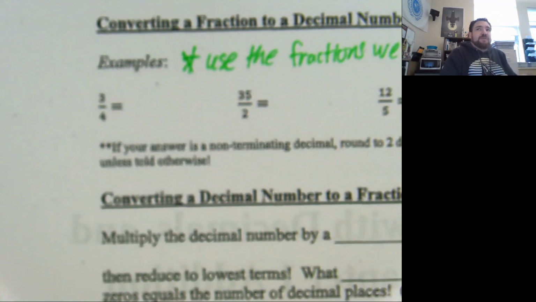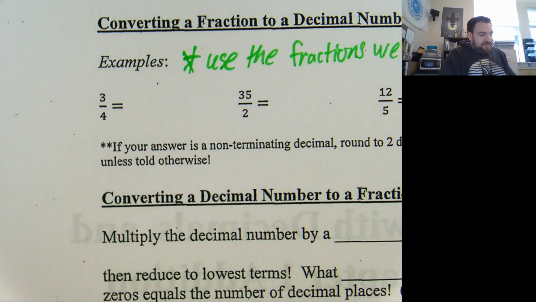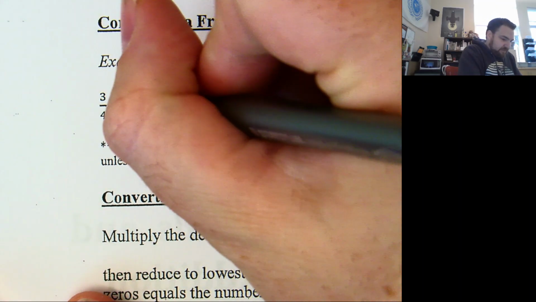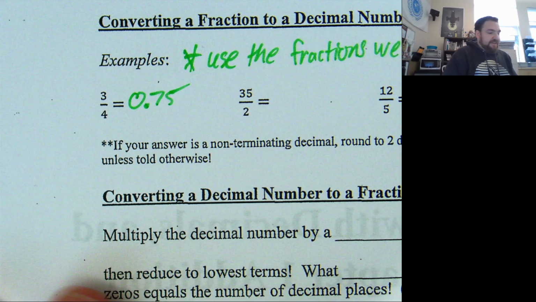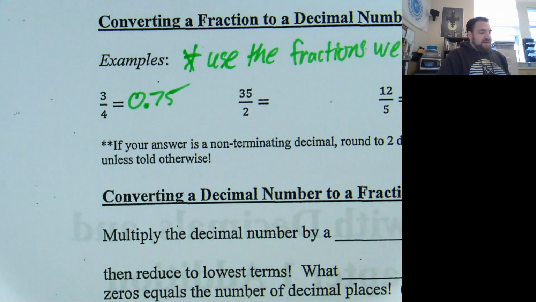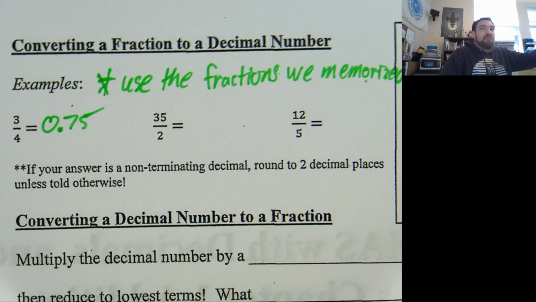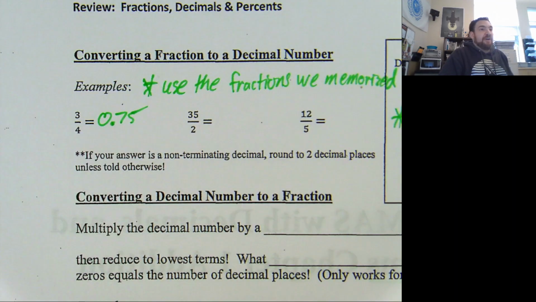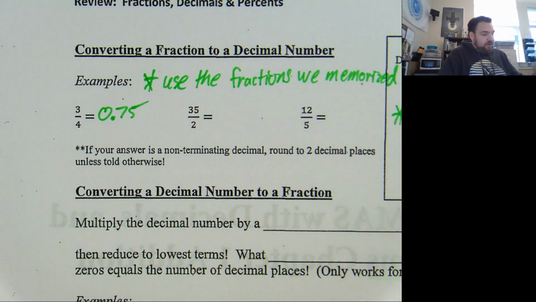So, if you're doing this first one, I said 3/4. 3/4 is nice and easy. All y'all should know that 3/4 is 0.25. By 0.25, I mean 0.75. 1/4 is 0.25, 3/4 is 0.75, and that model right there is using the fractions that we've memorized. There are some that you're going to be familiar with already. You should be familiar with the quarters.